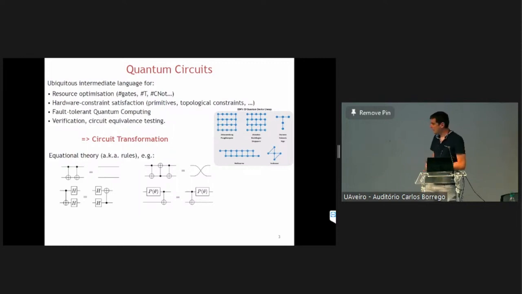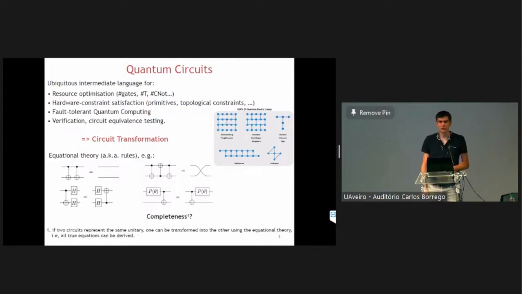The key property when you have such an equational theory, a set of rules, is to prove the completeness of the equations, which means that any true equation about quantum circuits can be derived using your equational theory, your basic set of rules. This is really a key property for equational theory and reasoning about quantum circuits.